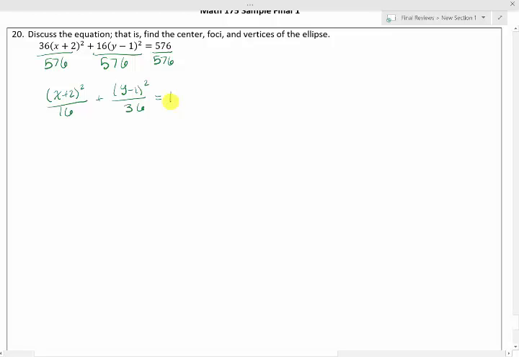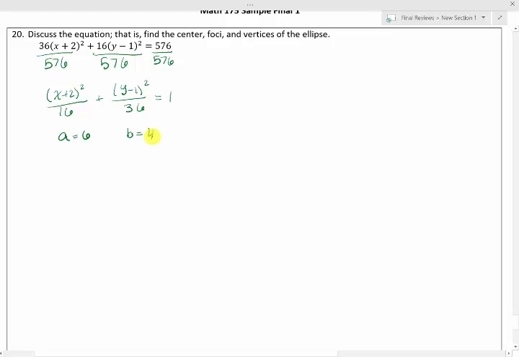And then we need to find our a, our b, and our c so that we can find the rest of the information we're asking for. Remember, our a will be the largest of our two denominators for our ellipses. So a will be equal to 6, because that's going to be the square root of our largest denominator. Our b will be equal to 4, because that's going to be the square root of our smaller denominator.